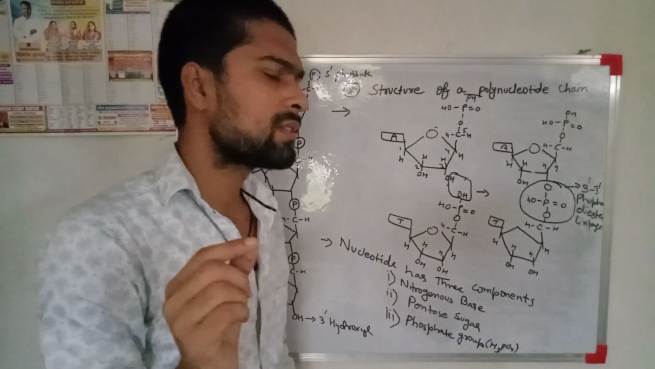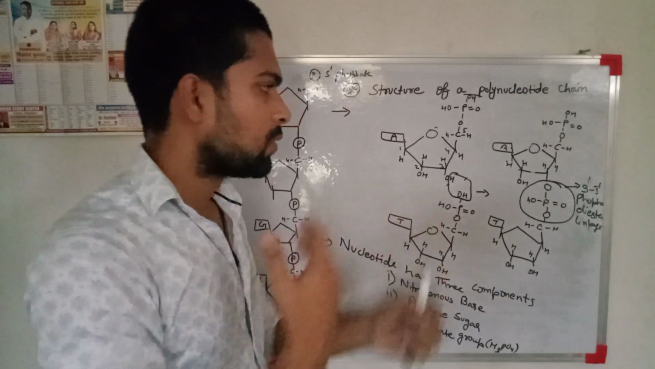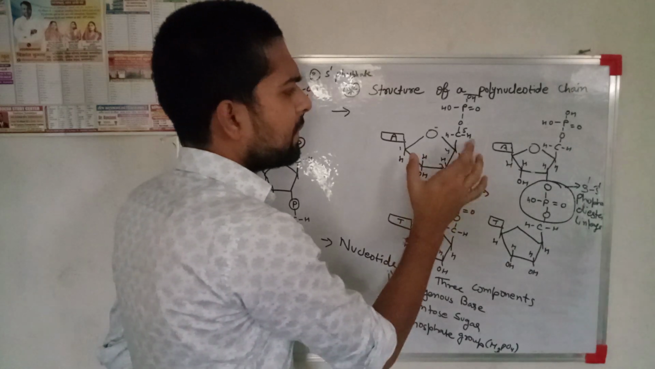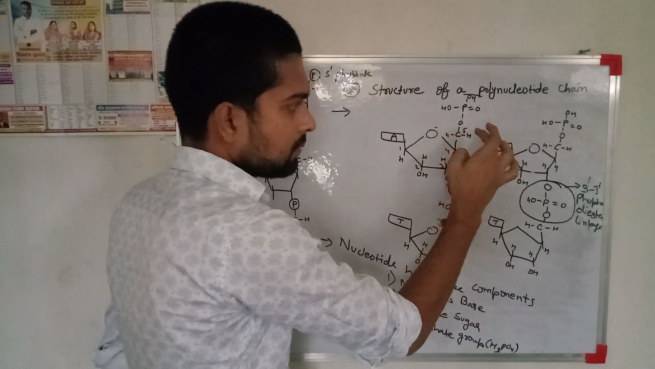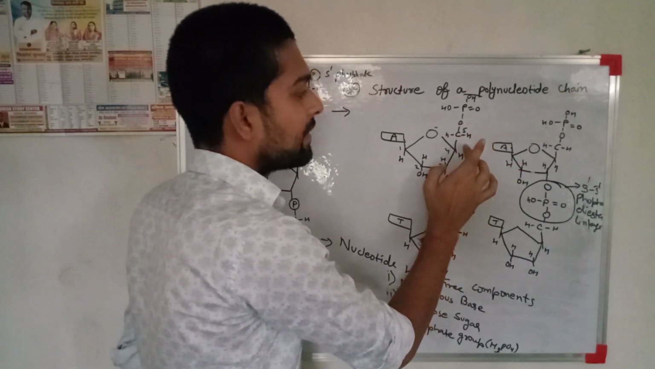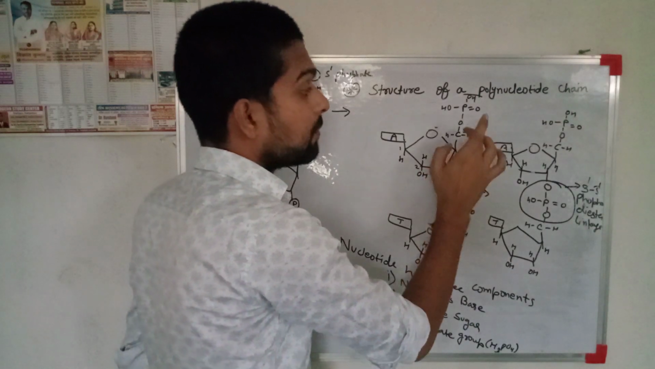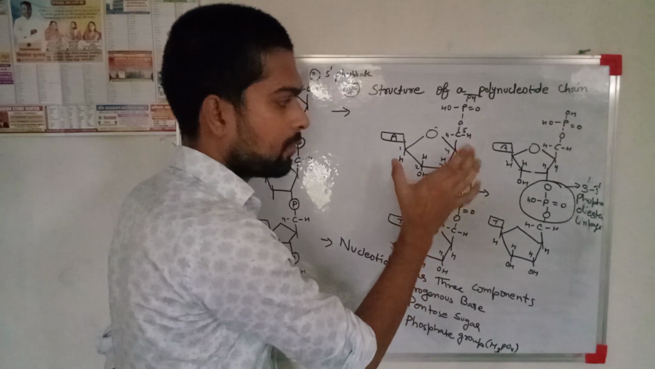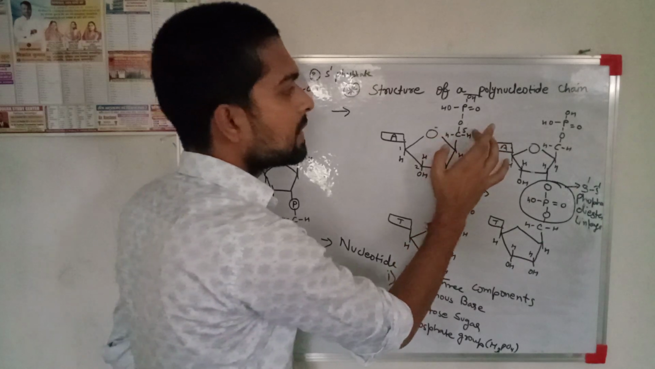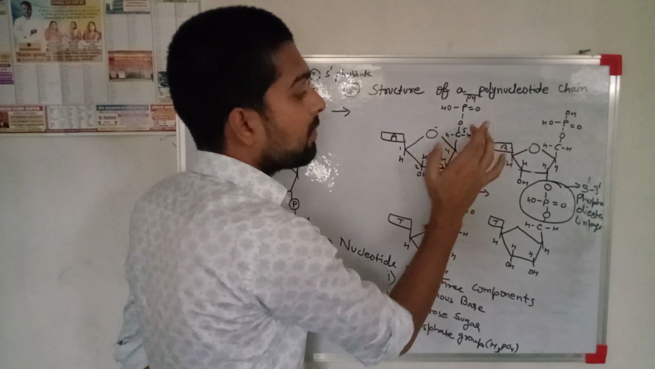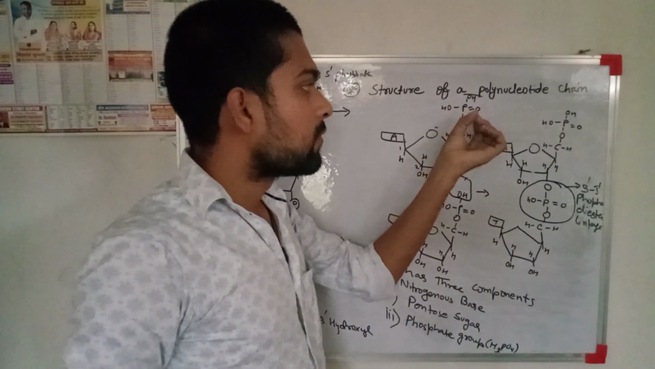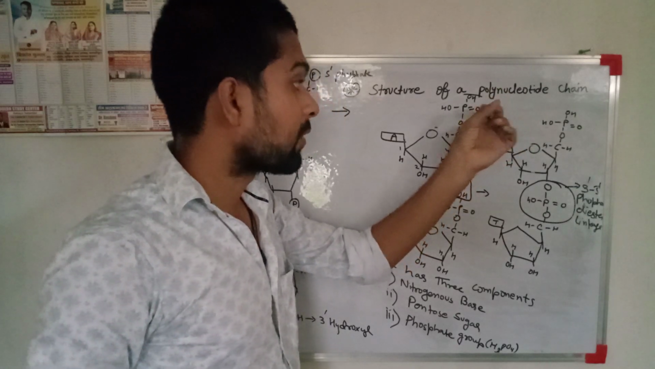Okay, don't be confused with what I am telling, I am just explaining in a detailed way. Just remember, the phosphate group is linked with the hydroxyl group of the fifth carbon, and the bond formed is a phosphoester bond.